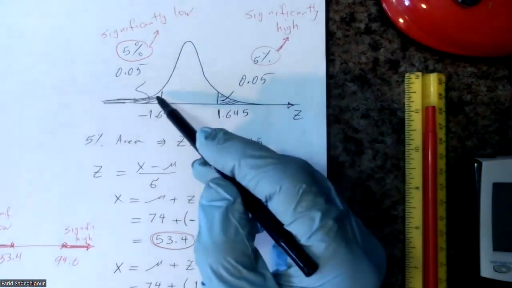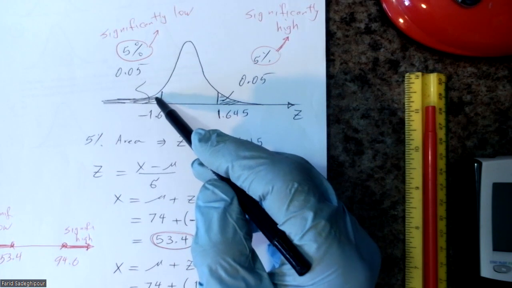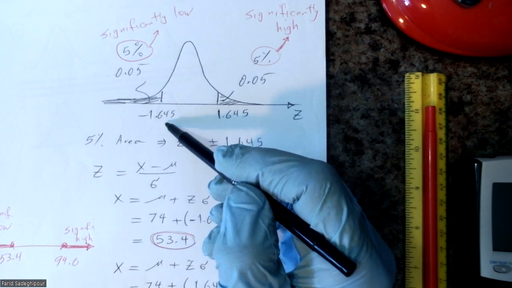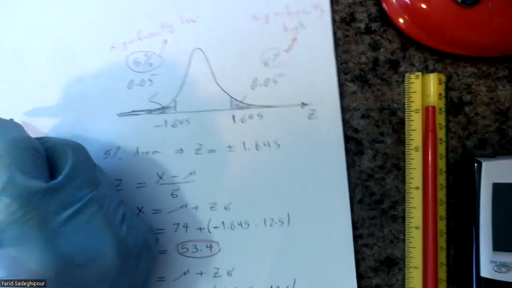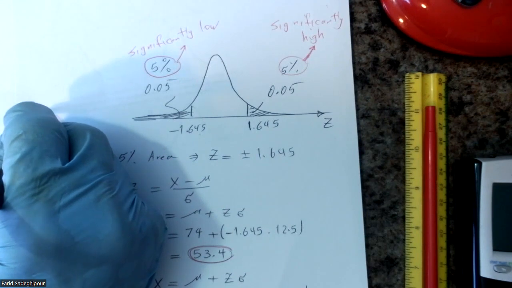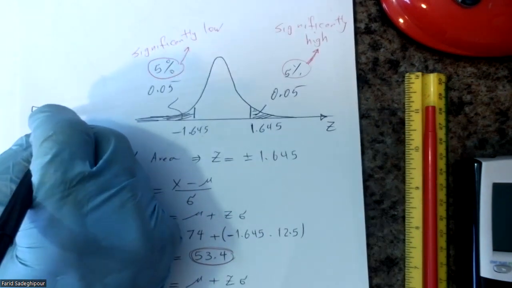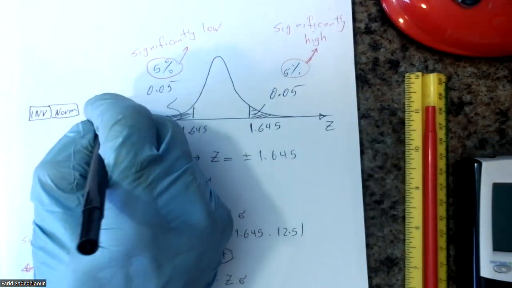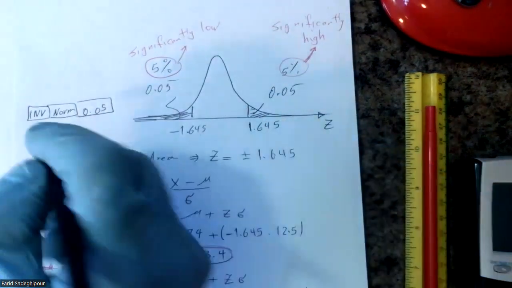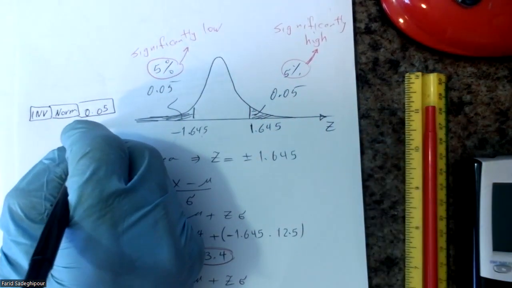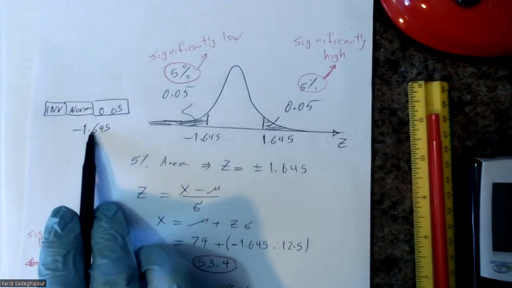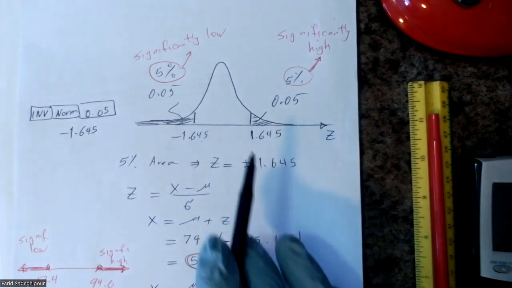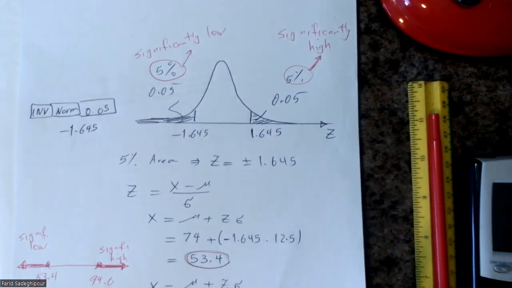So here is 5%. If I use inverse norm, it would give me this number. If you put inverse norm here and put 5%, the calculator would give you the z value. When you have the z value, you could put it as positive for this one. So these two border points are 1.645 and minus 1.645.